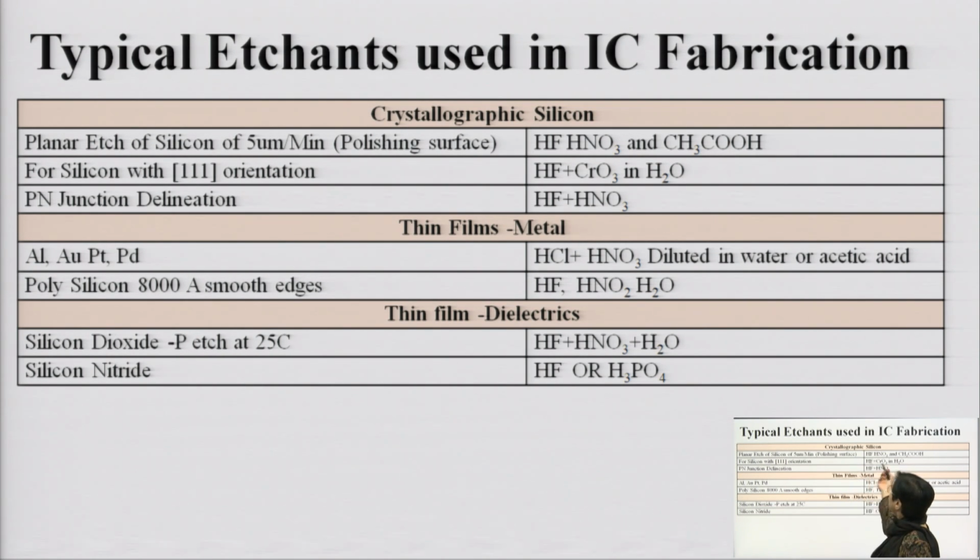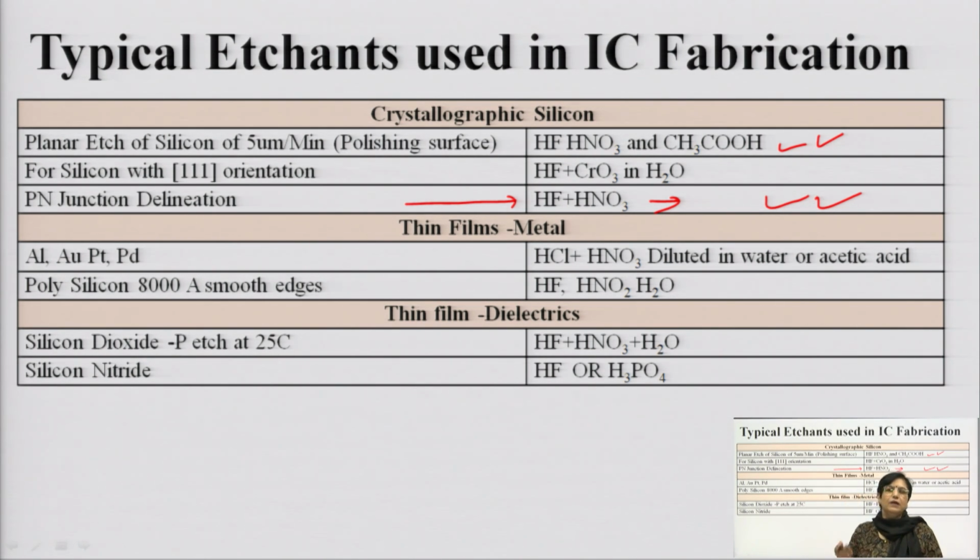The typical crystallographic silicon and typical etchants are listed over here. You need not get into the details, just get the overall idea. I told you already, HF, HNO3 and acetic acid; you have HF and CrO3 in H2O, or your p-n junction delineation is done with HF and HNO3. So, even if you remember these two, it is more than sufficient for you. For metals, HCl and HNO3 are used.